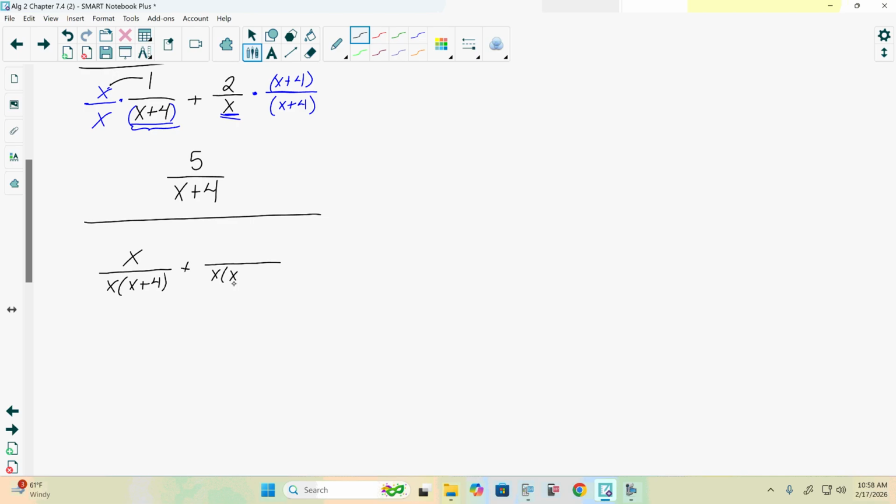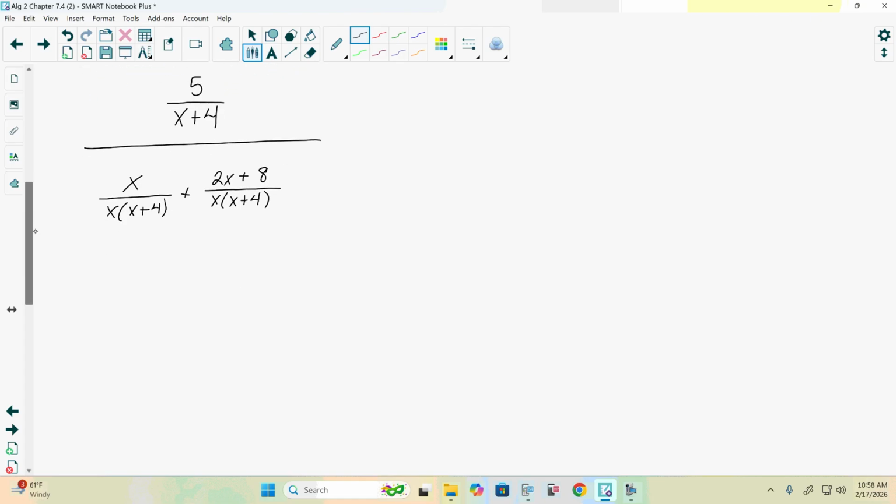The same thing is true with our other denominator. Our x times x plus 4 is going to stay x times x plus 4. And just like with adding or subtracting fractions, we're going to have to multiply the numerator because if there are like terms, we're going to have to add or subtract. So leaving it in factored form does not help. Now our 2 times x is 2x. 2 times 4 is 8. Questions on how we got to this point here?